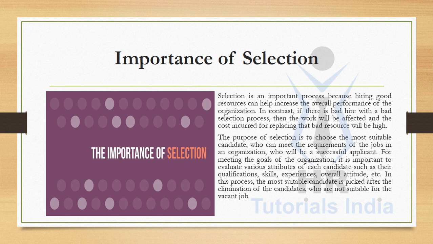Each company has its own objectives and goals, and meeting these objectives and goals of an organization is very important. It is very important to evaluate the attributes of each candidate who has applied for the job vacancy with their qualifications, experiences, skills, and most importantly, the attitude. In this selection process, the most suitable candidates are chosen after eliminating the candidates who are not suitable for the vacant job. This will help the process of selecting the right candidate for the vacant job position in the organization.